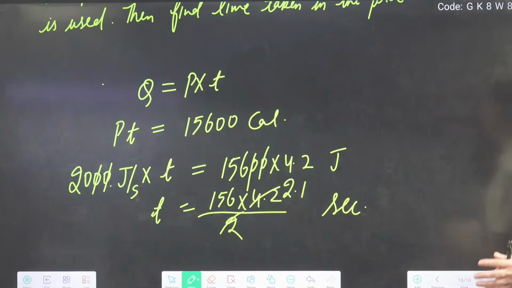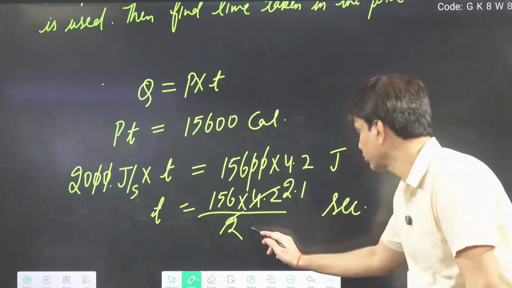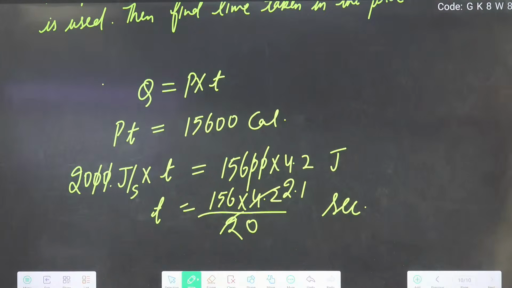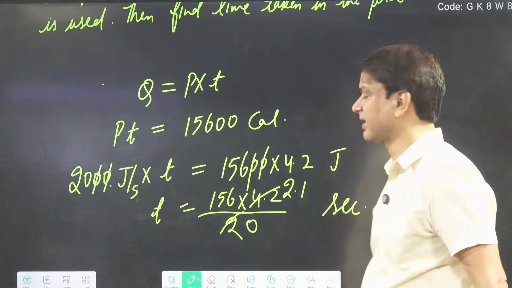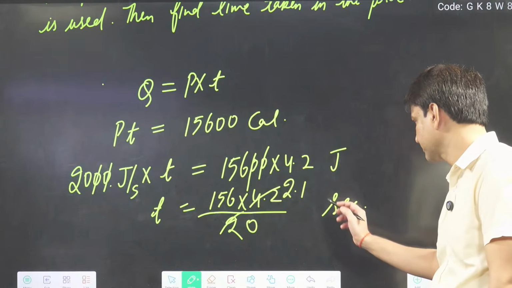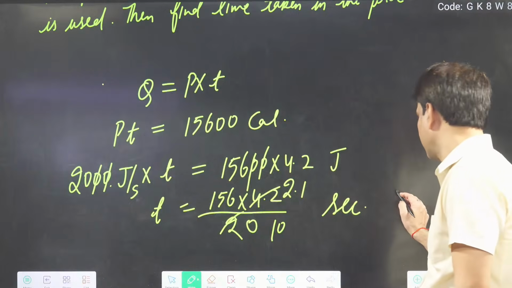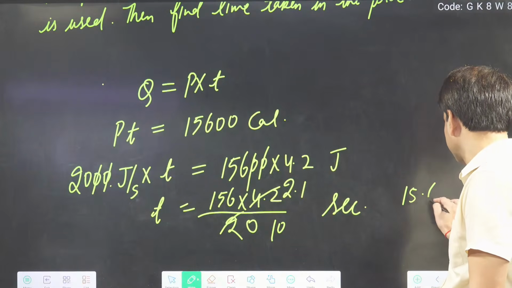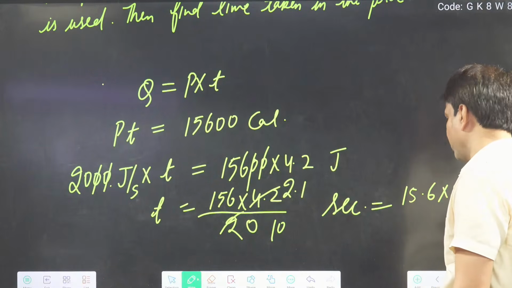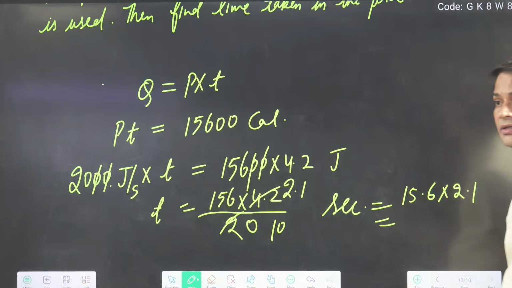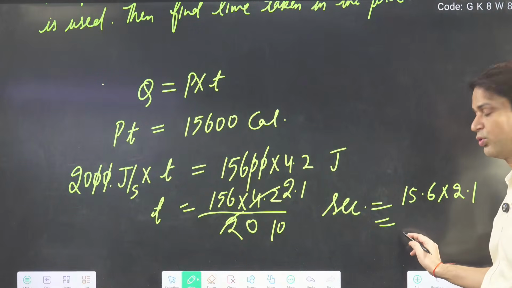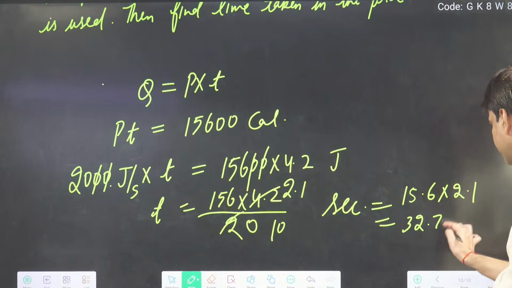After solving we will get, this will be 20 also, no? Then 15.6 means 32.76. Here it will be the 10. Now I can say 15.6 into 2.1. After solving, what are you getting? 32.76 second.